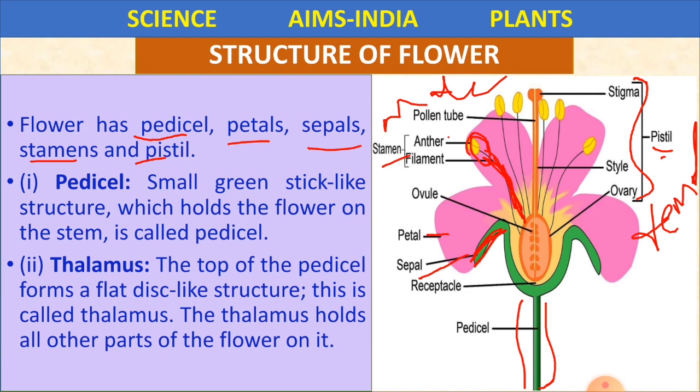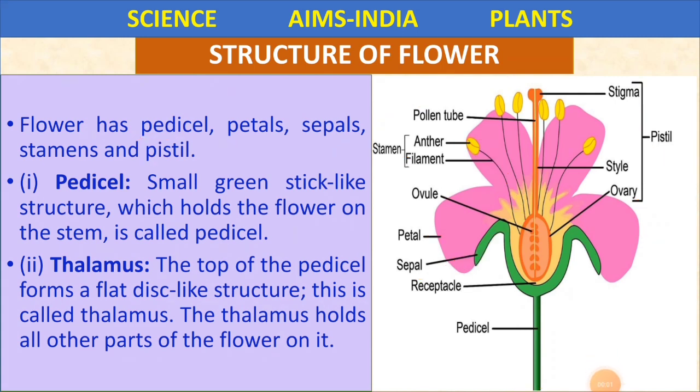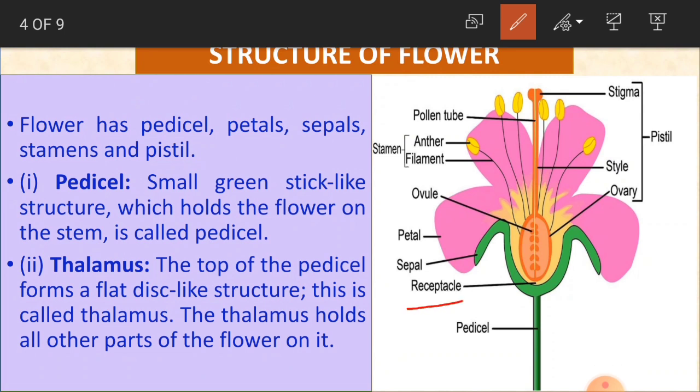Clear, children? Now the thalamus. The top of the pedicel forms a flat disc-like structure. This is called the thalamus, and the thalamus holds all the other parts of the flower on it. Children, if you observe in the picture here, you have seen a part, the receptacle. This is nothing but the thalamus. The other name for this is thalamus. It is on the top of the pedicel, forming a flat disc-like structure. And what does it do? It holds all the other parts of the flower on it. So this is the thalamus, children.